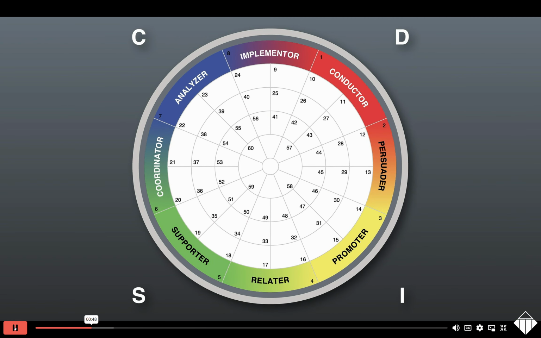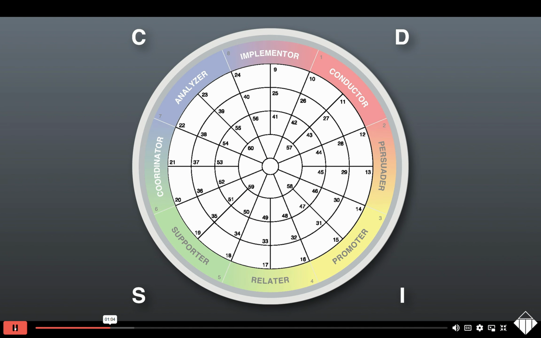It's divided into 8 segments, each associated with a descriptive term, falling into the categories of D, DI, I, IS, S, SC, C, and CD. However, upon closer look, there are actually 60 sections included on the wheel that each hold meaning. 60 sections can seem overwhelming, so let's start with those 8 segments.